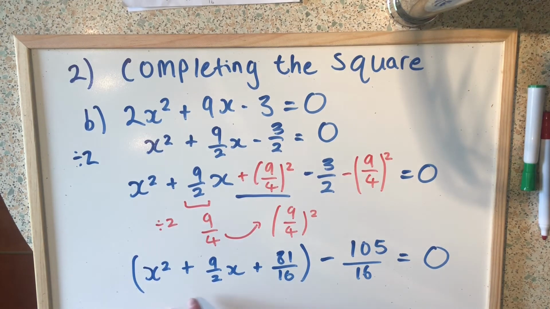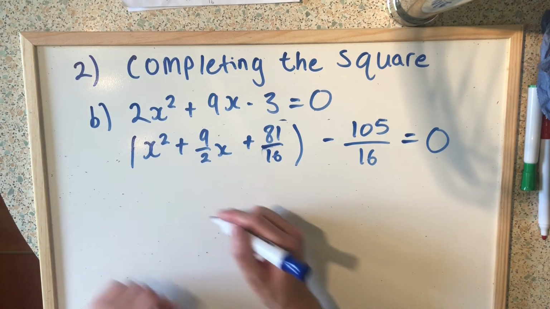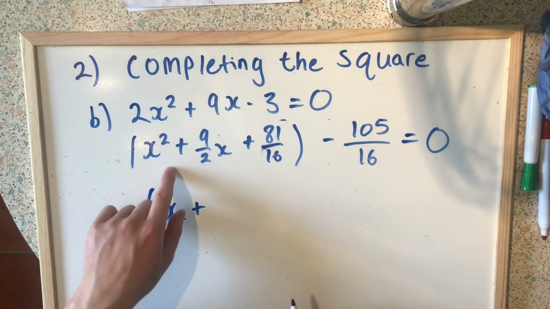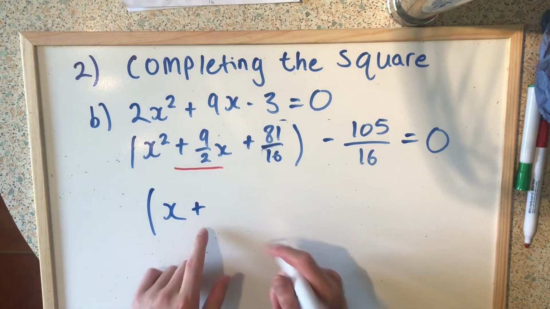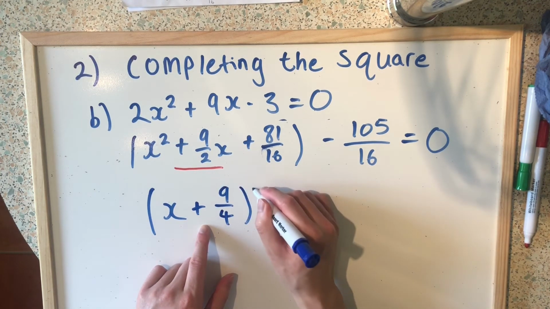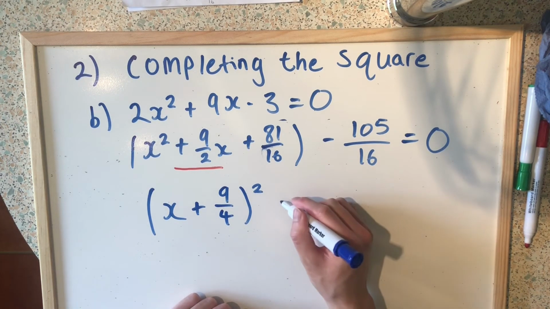And then we can factorize this into our perfect square, which is x plus half of this number, half of 9 over 2, which is 9 over 4, squared. Then we've got minus 105 over 16.